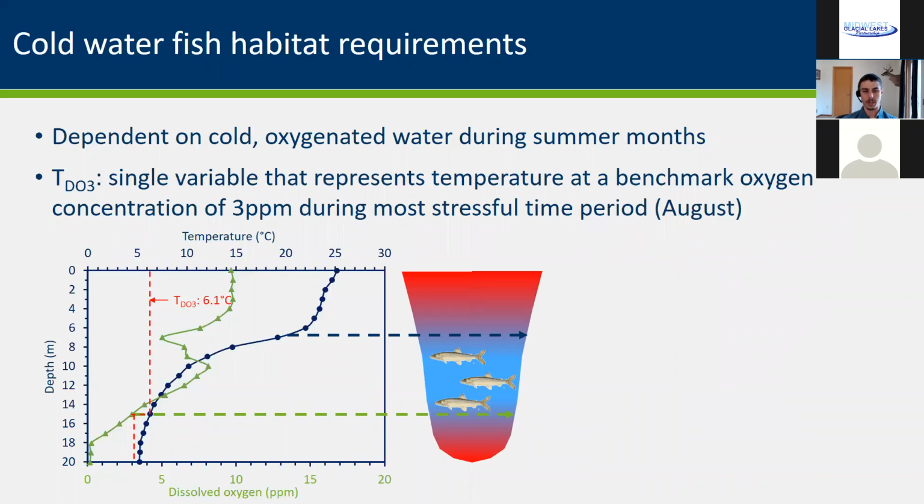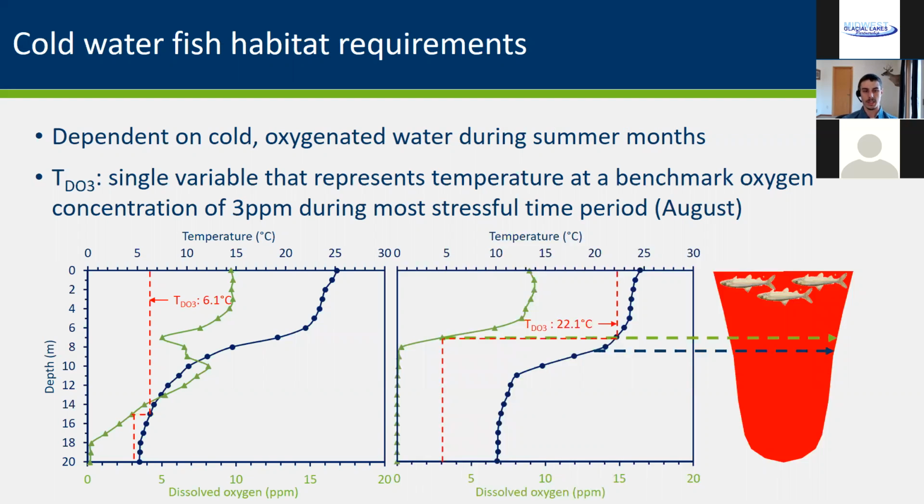The TDO3, which we'll be talking about throughout this presentation, is a single variable that represents temperature at a benchmark oxygen concentration of 3 parts per million. It is also low at 6.1 degrees Celsius and indicates suitable oxythermal habitat is present in this lake. In this other example, the water column is either too warm or lacks dissolved oxygen sufficient for Cisco. The TDO3 value is also much higher at 22.1 degrees Celsius.